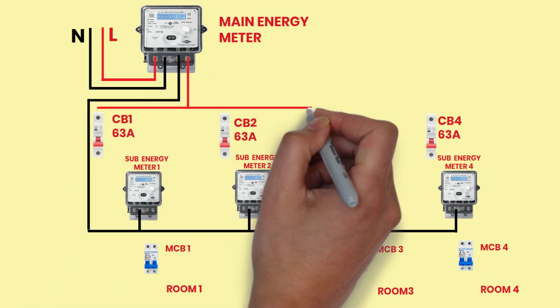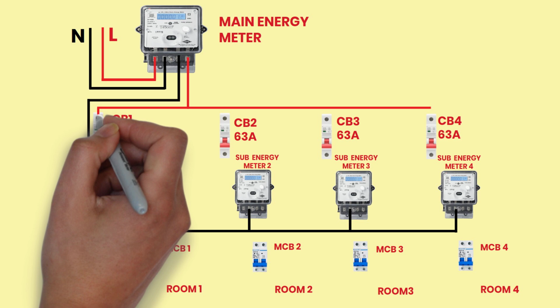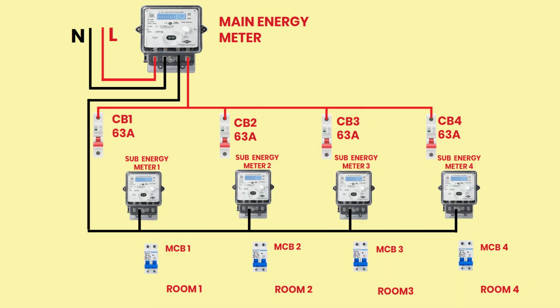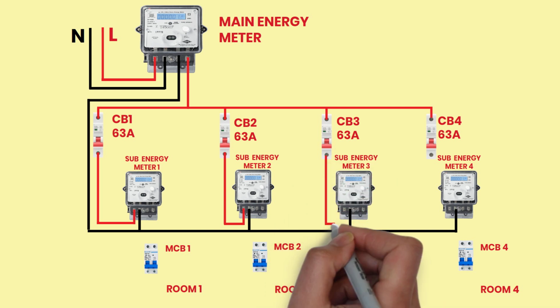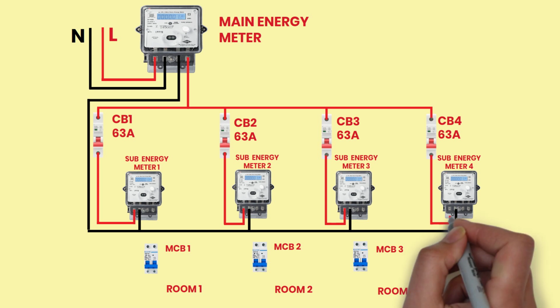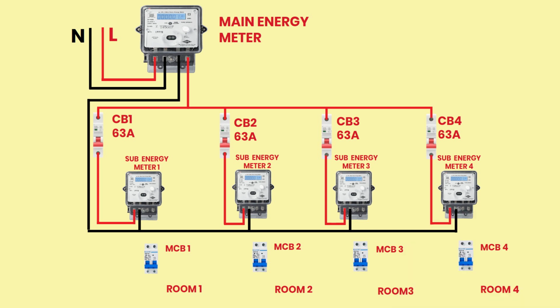Next, let's understand the sub-meter connections. Each circuit breaker output goes to one sub-energy meter. For example, CB1 connects to sub-meter 1, CB2 connects to sub-meter 2, CB3 connects to sub-meter 3, and CB4 connects to sub-meter 4. This way, each sub-meter gets a dedicated line and is fully protected by its circuit breaker.